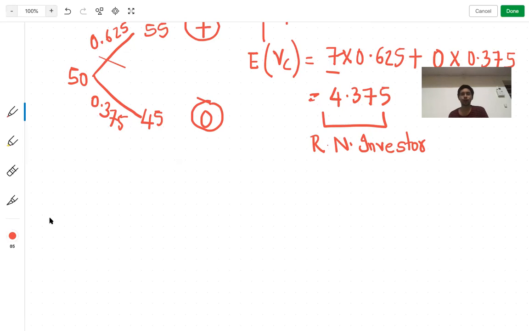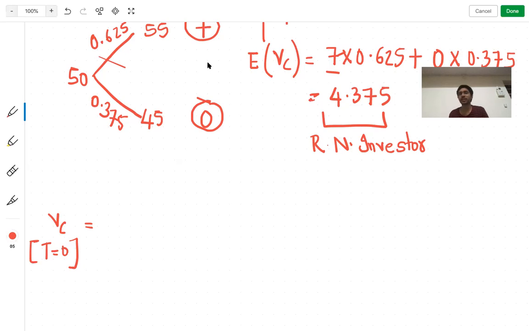Therefore, the value of the call option today, at t equal to 0, is a standard DCF definition: the value of a call option today is the present value of the future cash flow discounted at the required rate of return. What is the future cash flow? The expected future cash flow is 4.375. The future cash flow can be either 7 or 0.